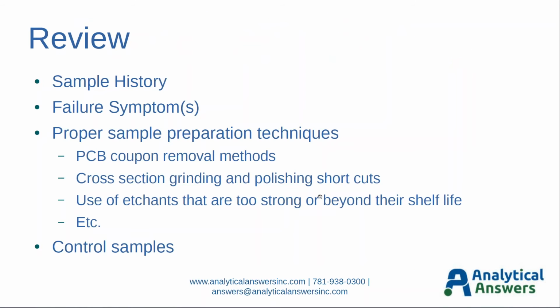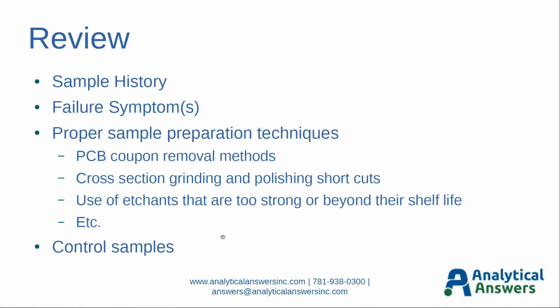And I think, in review, we want to make sure that we get a good sample history and understand what happened to the sample prior to the failure. We want to make sure that we understand what the failure symptoms are, and that we have that information. We want to perform proper sample preparation techniques. That includes the removal of the coupons, the cross-sectioning, as we saw, and use of etchants that are correct and not too strong or beyond their shelf life.